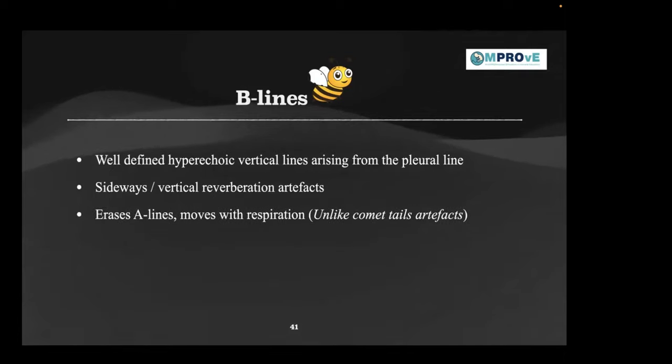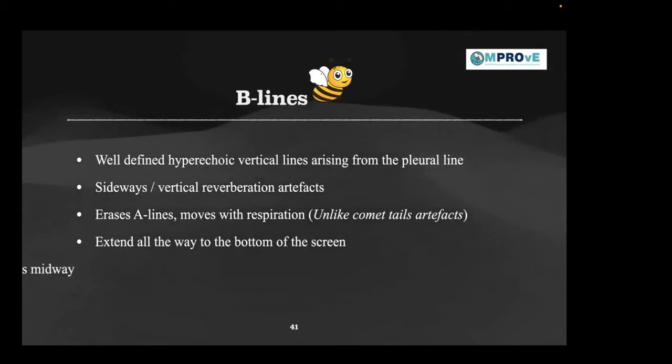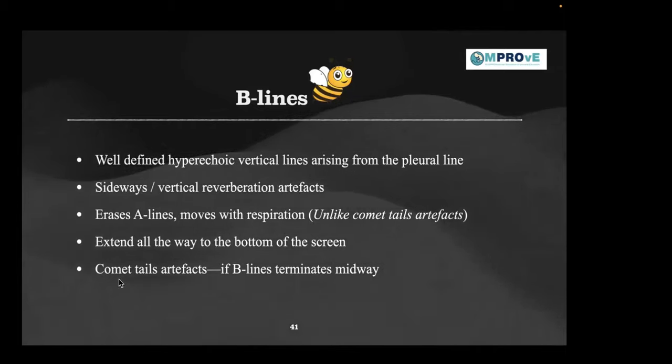It erases the A lines, of course, because if there's fluid, there won't be air. And it moves with respiration, unlike the comet tail artifacts. It extends all the way to the bottom of the screen. That's the way you differentiate it from the comet tail artifacts, because comet tail artifacts terminate midway. So it doesn't reach the end of the screen. But consider comet tail artifacts as the precursor of the B lines. If the baby is getting worse, you will start seeing comet tails, which will progress to B lines.